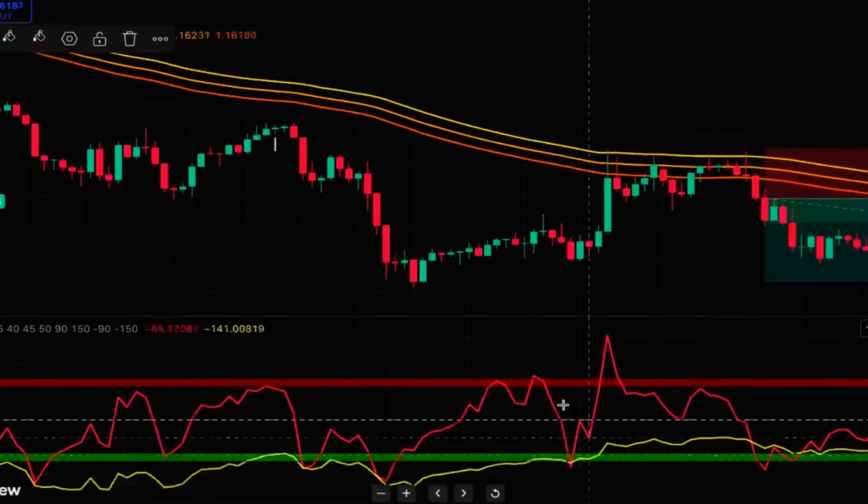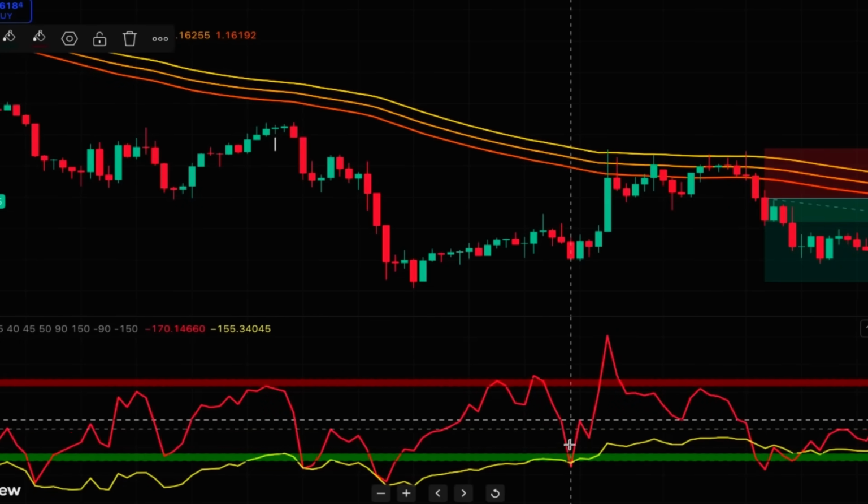And here, after being above the center line, you can see that at this point the red line is closed back below the yellow line, but the yellow line is already oversold. So this signal here is rejected. We don't take any trade here.